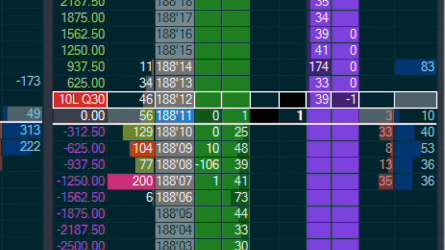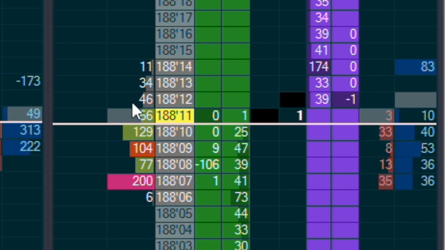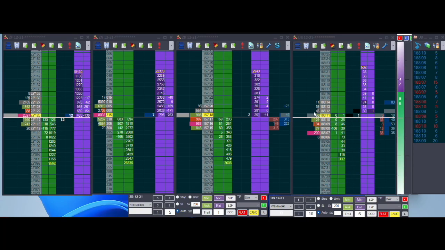I'm just going to go ahead and flat this. It doesn't matter if it works out or not. It was really just to demonstrate it. But that gives you 4 ideas, at least, of how to use Jigsaw, what I'm looking for in the treasuries.